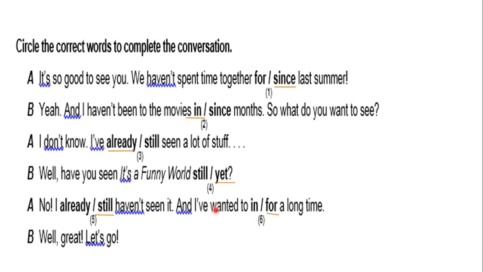And I have wanted to for a long time. Y he querido hacerlo durante mucho tiempo. We are using these two for duration of time, but the correct answer is for because for is used with affirmative and negative sentences. In is only used with negative sentences in the present perfect, so this is an affirmative sentence. That's why the correct answer is for. Well, great, let's go.